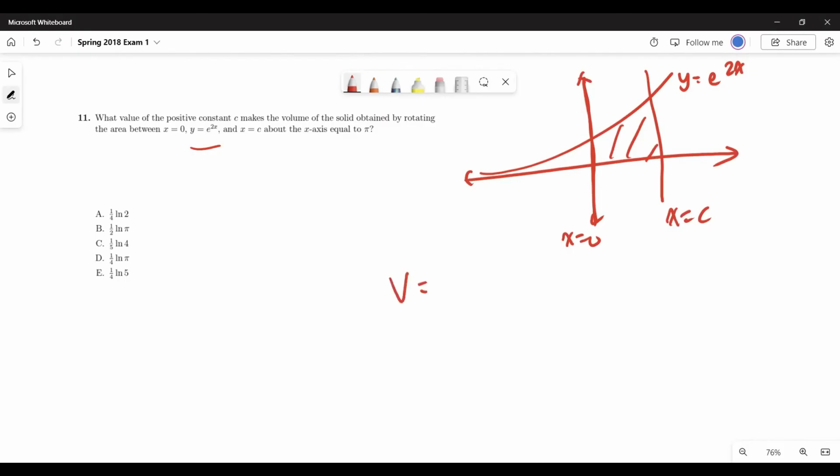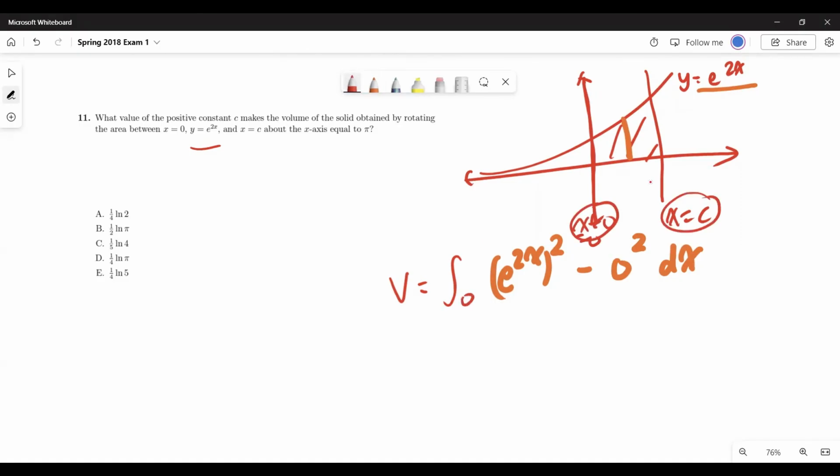So the washer method is bigger radius squared minus smaller radius squared, right? The bigger radius is e to the 2x, so the bigger radius squared is e to the 2x squared. And then the smaller radius, there's no smaller radius, so it's just 0 squared dx. We're integrating from x equals 0 to x equals c. So it's the integral from 0 to c of e to the 4x dx. If you rewrite this, e to the 4x over 4 from 0 to c, and that should equal 2 pi.